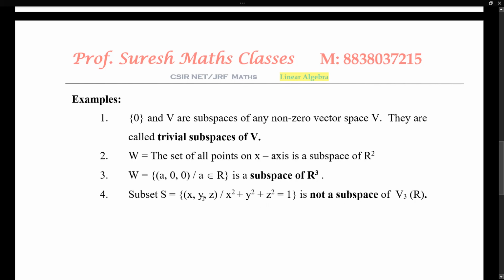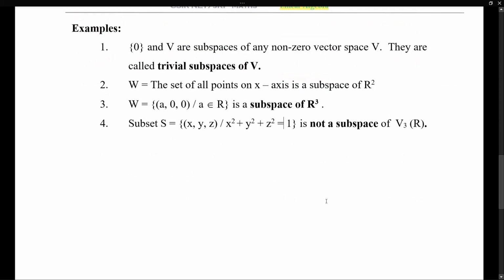Very simple: it does not contain the zero vector, because if you take (0, 0, 0), the answer will come 0. But here the condition is that the sum of the squares of the entries must be 1. So that is the meaning. So the zero vector is not there, so we can say this is not a subspace.